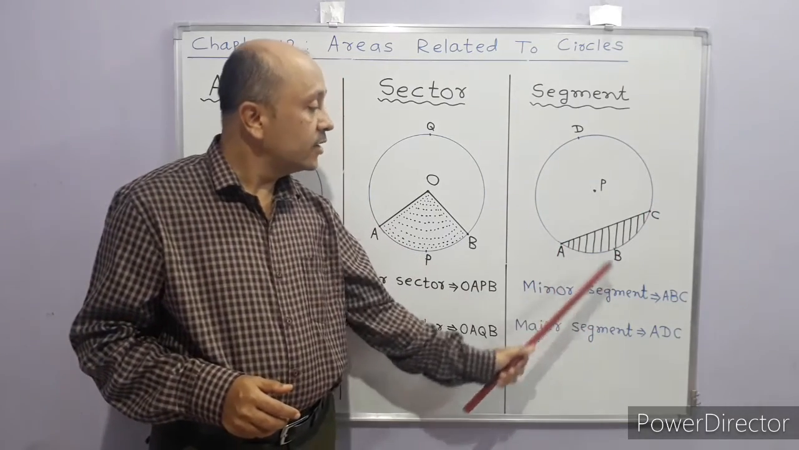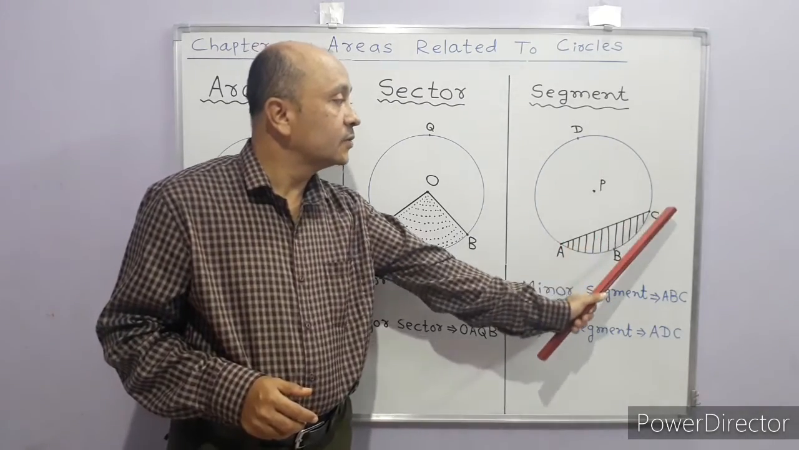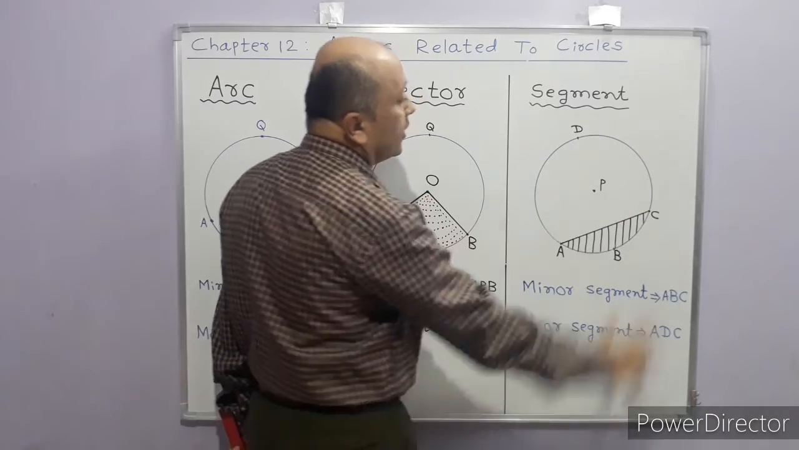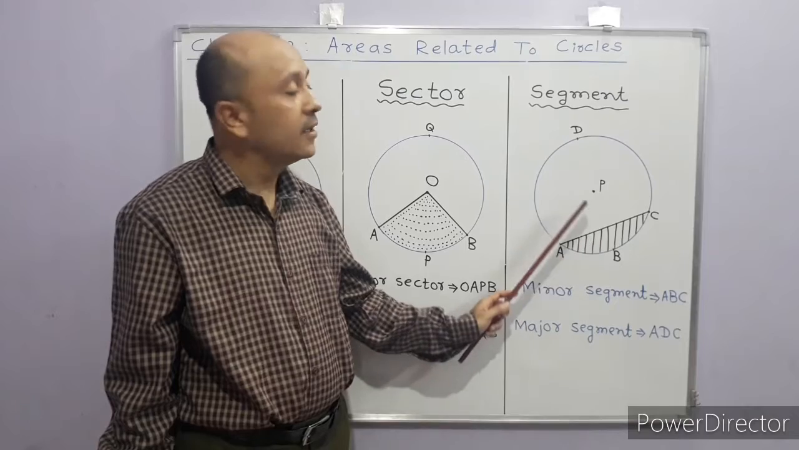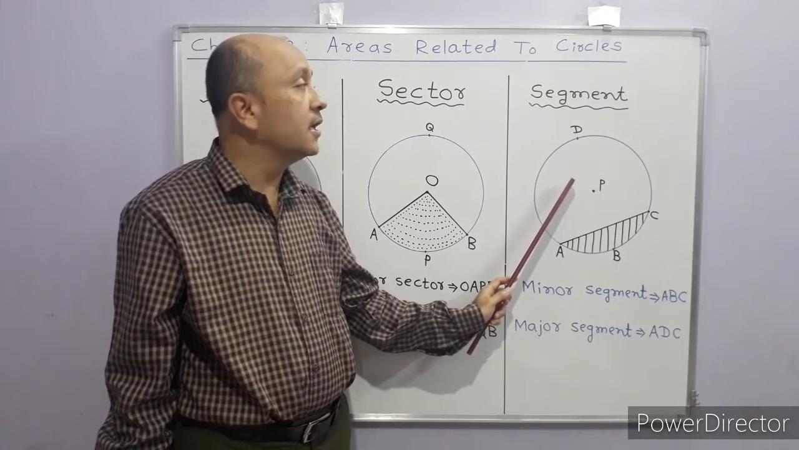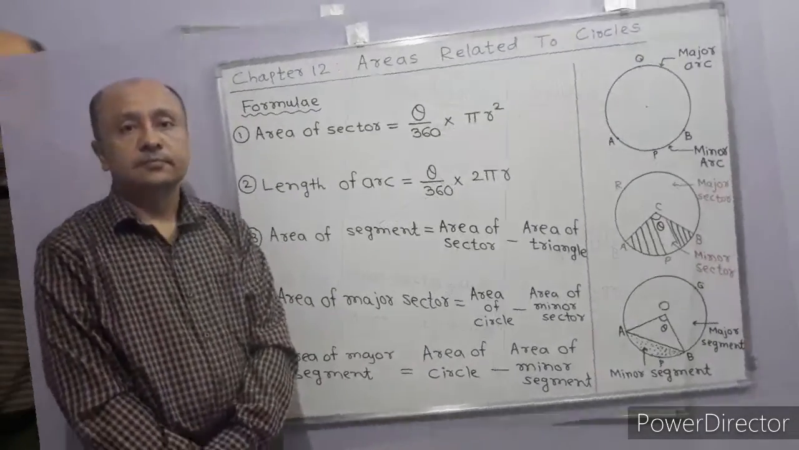Okay. And what is the major segment? The major segment is ADC. This is the remaining part. If you cut the circle from here, the circle will be divided into exactly two parts. One part is called the minor segment, and the other part of the circle is called the major segment.